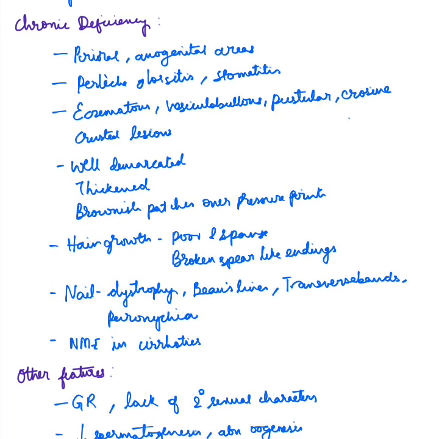In cases of chronic deficiency, the usual perioral and anogenital areas are affected. There is going to be glossitis and stomatitis. Similar eczematous, vesiculobullous, pustular, erosive crusted lesions can occur. In chronic cases, well demarcated, thickened brownish patches also occur over the pressure points, such as the joints, and there can be poor and sparse hair growth, along with broken spear-like endings. The nails show dystrophy, Beau's lines, transverse bands, and paronychia. The involvement of nails is characteristic of chronic deficiency, and necrolytic migratory erythema is also seen in cirrhotic cases.